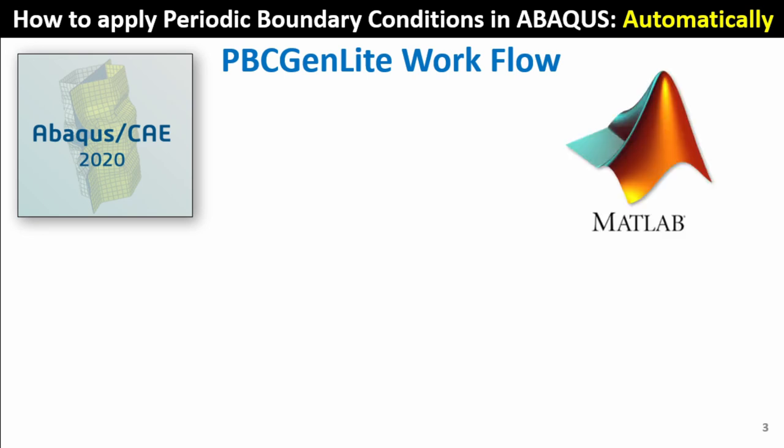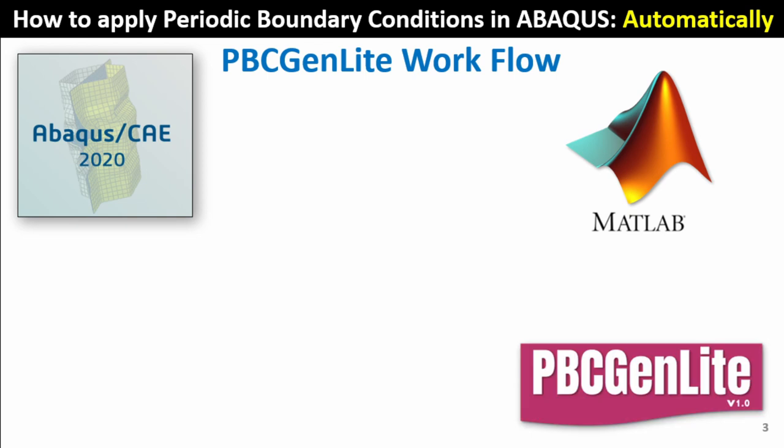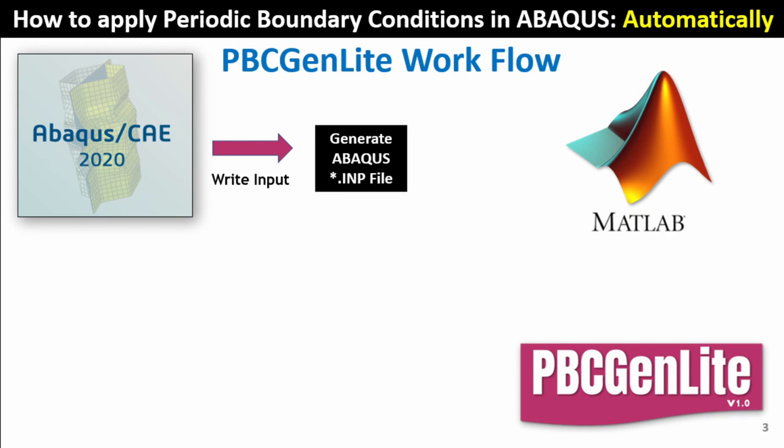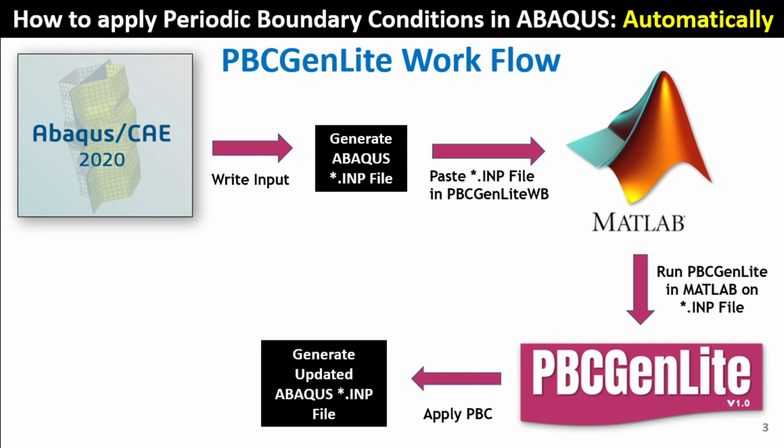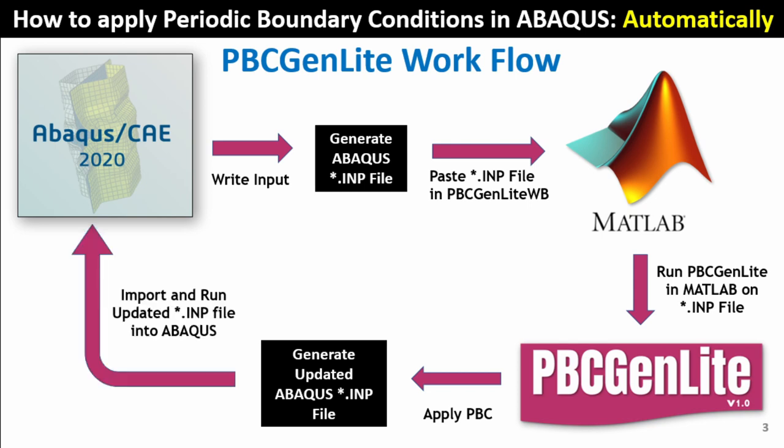First, within ABAQUS, then we move into MATLAB, and within MATLAB we do PBCGenLite, and then we go back to ABAQUS. So a model is first created in ABAQUS, and then you write a keyword input file for ABAQUS, which is then copied and pasted into the PBCGenLite workbench. Within that workbench environment, which sits within MATLAB, PBCGen will run on this file to apply the periodic boundary condition, forming an updated version of that same original model, this time with periodic boundary condition incorporated, and then re-import that model into ABAQUS and run.